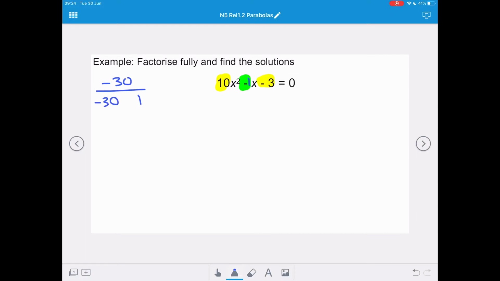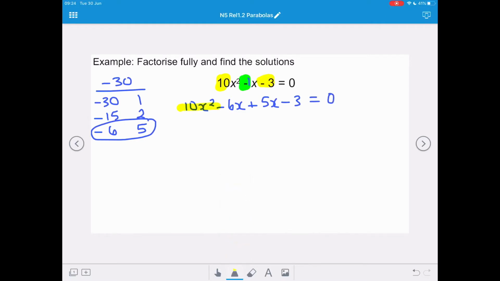So we know that our brackets are going to be different signs because of the negative 3 at the end. So we've got negative 30 and 1, that doesn't work. Negative 15 and 2 doesn't work either. But negative 6 and 5 do add together to give us negative 1x. And we're going to replace that negative 1x. So we've got 10x squared minus 6x plus 5x minus 3. And that's going to equal 0.